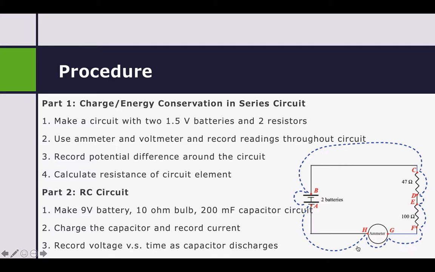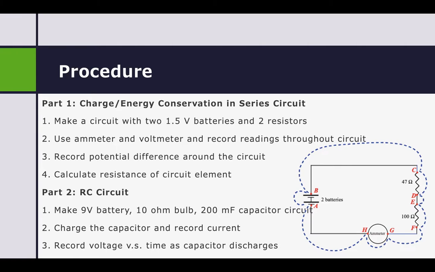The procedure for our lab in part 1, when we are studying the charge/energy conservation in a series circuit, is to make a circuit with two 1.5 volt batteries and two resistors. Then we will use an ammeter and a voltmeter and record the readings throughout the circuit. We will also be recording the potential difference around the circuit from points A, B, C, D, as in the picture on the right. Then we will be calculating the resistance of each circuit element.